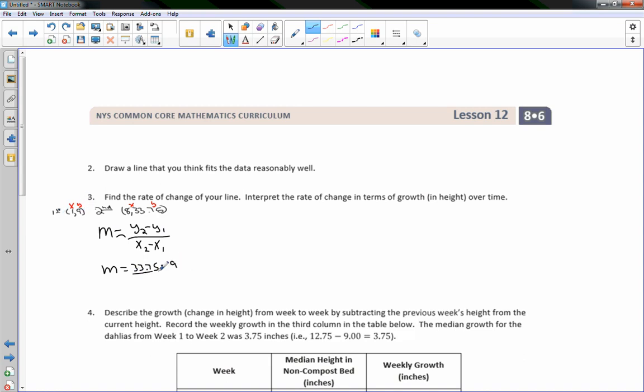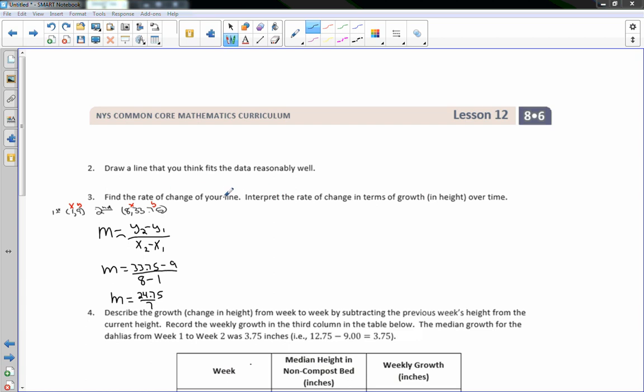And I'm going to divide that by my x2, which is my x from my second point, which is 8, minus my x from my first point, which is 1. So when I do that, I get 7 in the denominator. 8 minus 1 is 7. 33.75 minus 9 is 24.75. Okay, so 24.75 out of 7.